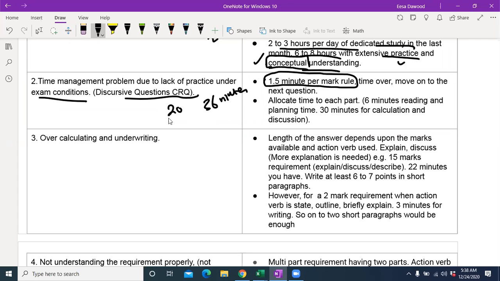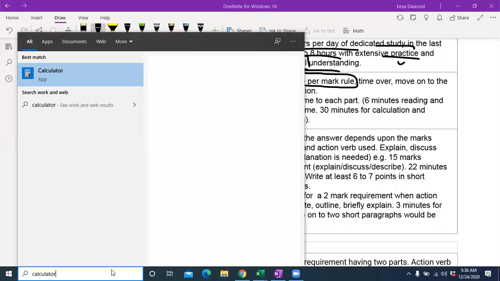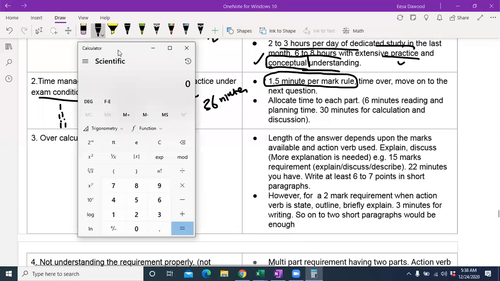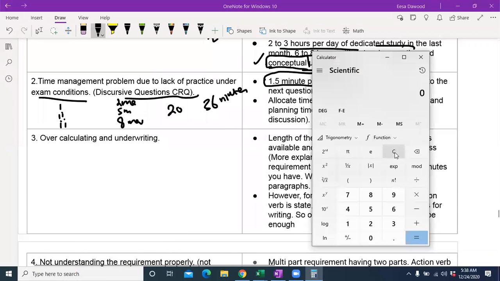For example, if there are multiple requirements, requirement 1 carries 2 marks, requirement 2 carries 5 marks, requirement 3 carries 8 marks. You need to allocate the time as per this 1.5 minutes per 1 mark rule. Let me open up my calculator and tell you exactly how much time you'll have for all these parts. 2 into 1.5, so you have 3 minutes for this.